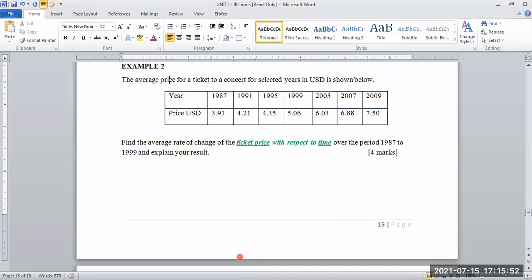we only have 1987. We don't know what happened in 88. We don't know what happened in 89. We don't know what happened in 90. We don't care about that. We just want an average. When you think about average, very good. It's just the average you look at, right?